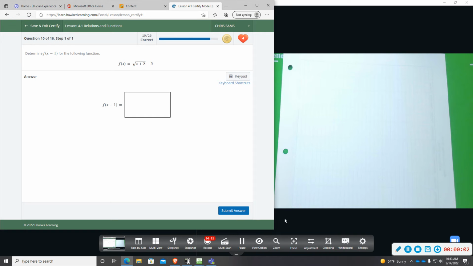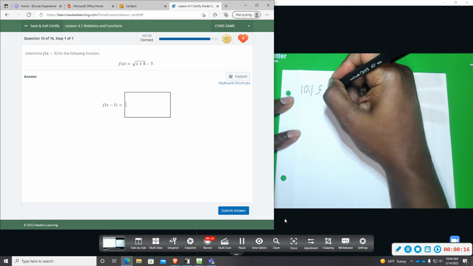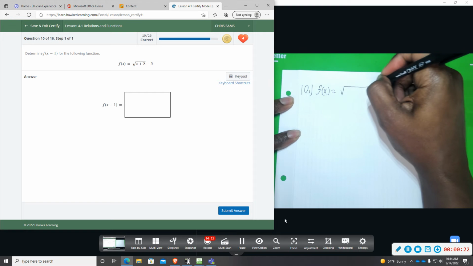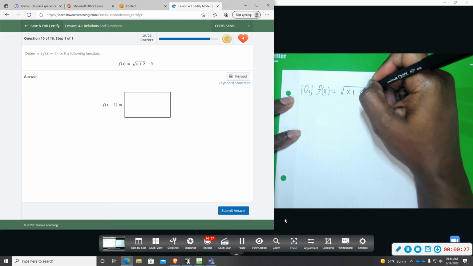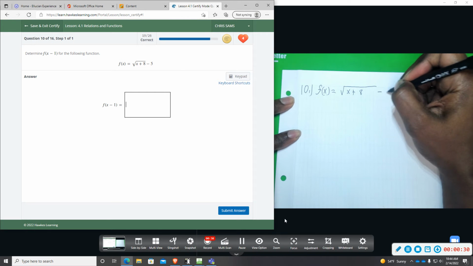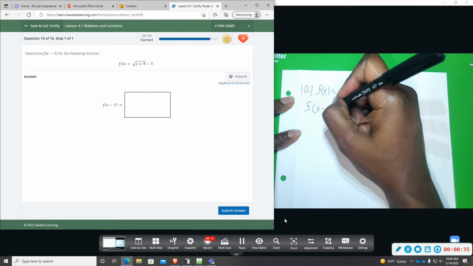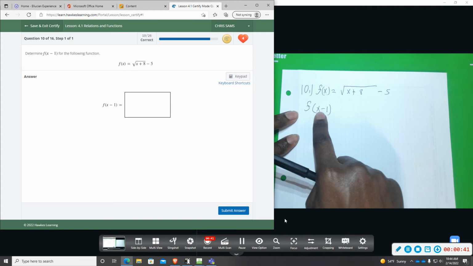All right, number 10, we want to use function notation and determine the following: f of x minus 1. Okay, so we are given f of x is the square root of x plus 8, and then outside the square root we have minus 5. And then we want to find f of x minus 1.